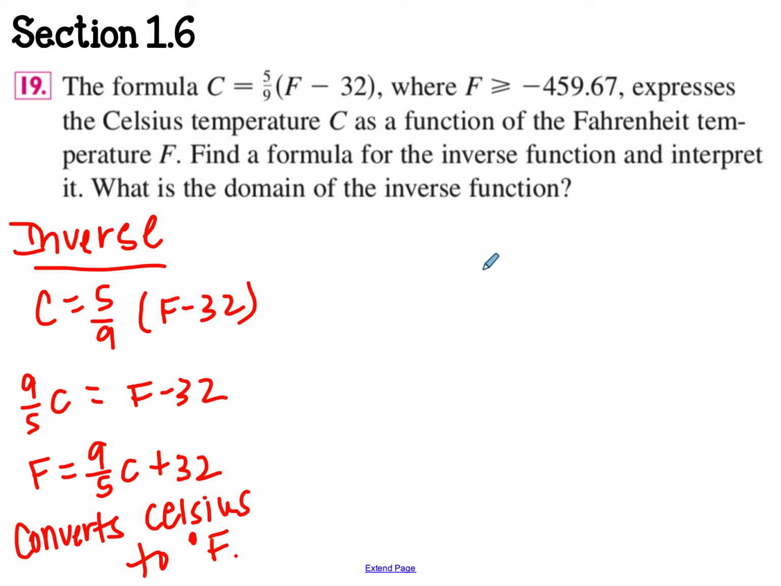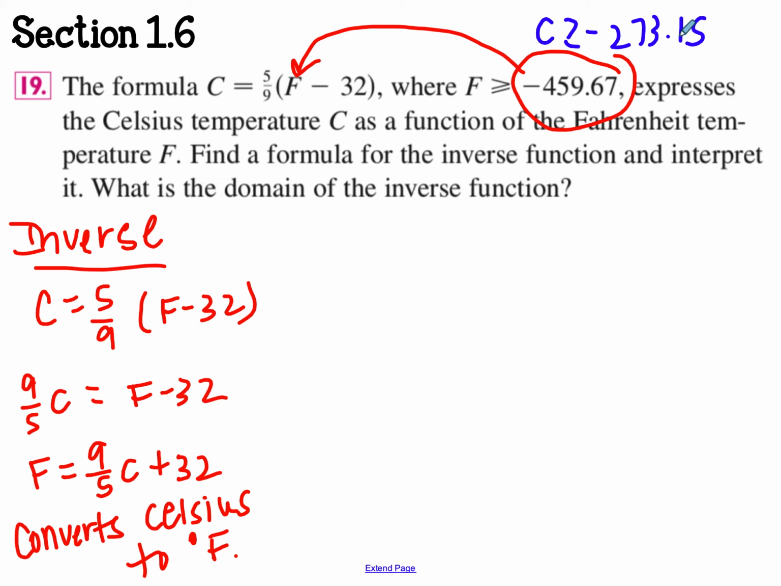And then it asks, what's the domain of the inverse? Well, in order to find the domain of our inverse, it'd be really nice to figure out the range of this one. My domain currently, in my original, is F greater than or equal to negative 459.67. So I'm going to plug that in here to figure out my range. What is my equivalent Celsius? If I take negative 459.67 minus 32, and then take that answer times 5/9, it gives me that my Celsius is greater than or equal to negative 273.15.